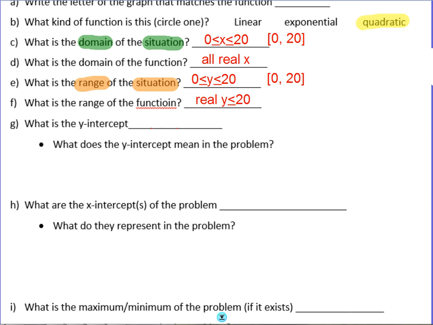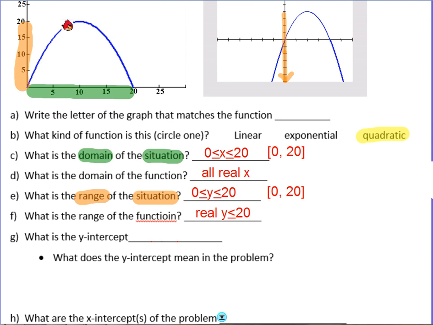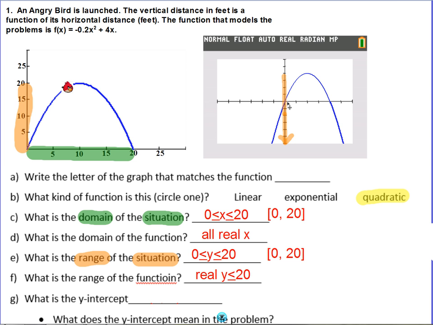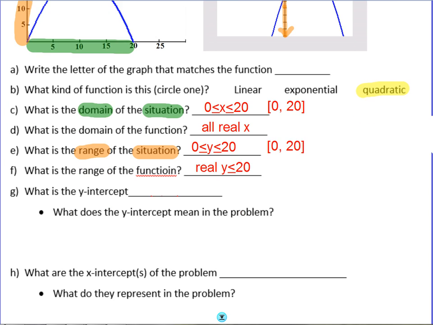The next question is, what is the y-intercept? All right, I'm looking up here in the graphs, either one. I can see the y-intercept is 0, 0.